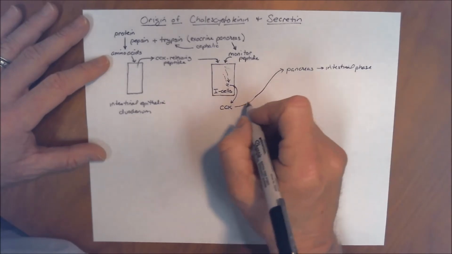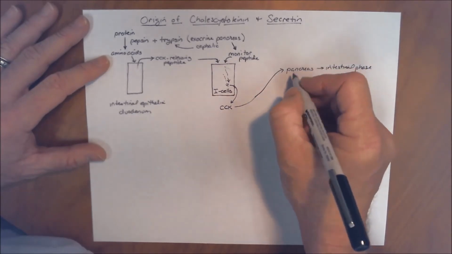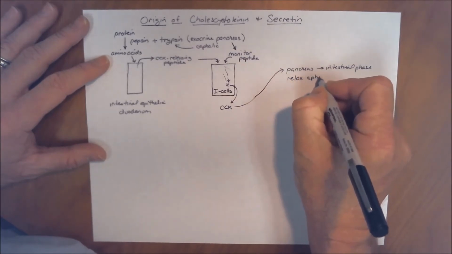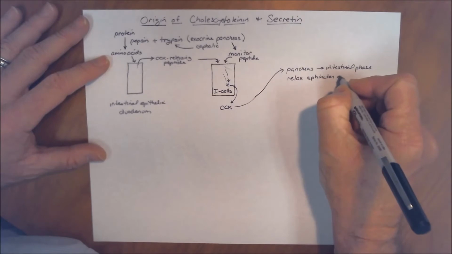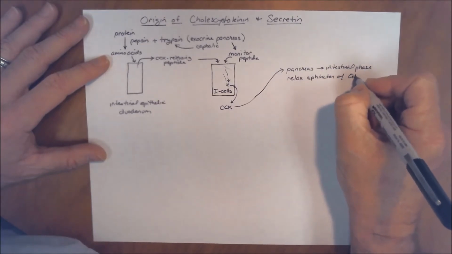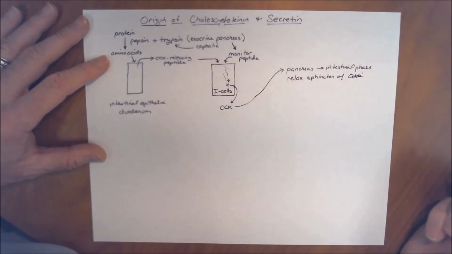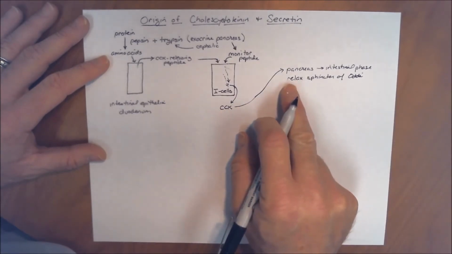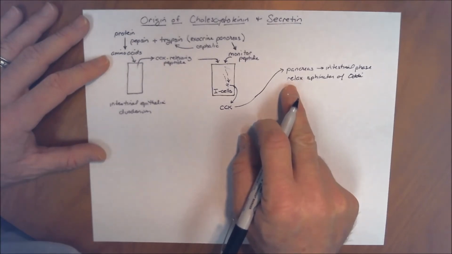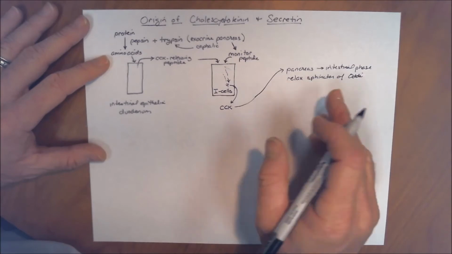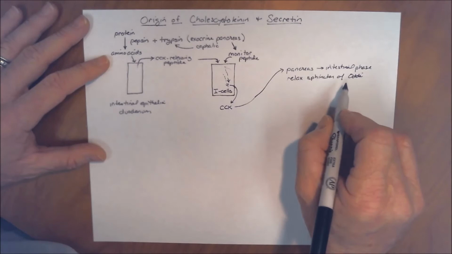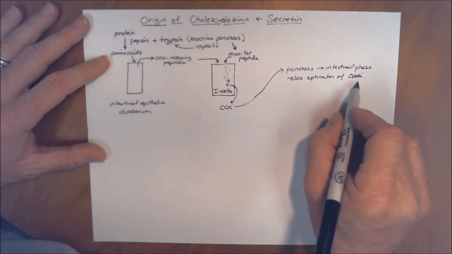The other thing that CCK is going to do is to relax the sphincter of Oddi. So CCK binds to the cells of the sphincter of Oddi, the smooth muscle cells, and induces a relaxation. Makes sense? In order for the pancreatic secretions to be able to be put into the duodenum uninhibited.